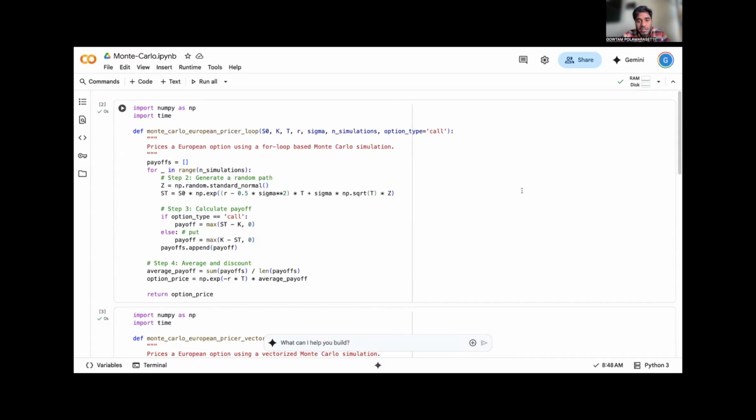If the option type is call, payoff is equal to max of st minus k, 0. If the option type is put, it is max of k minus st, 0. And we append these payoffs to the payoffs list. After that, we average and discount the payoff and return the option price. While the looped approach is intuitive, it is computationally inefficient in Python.